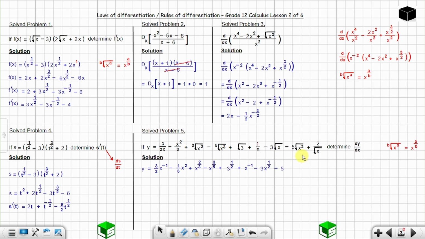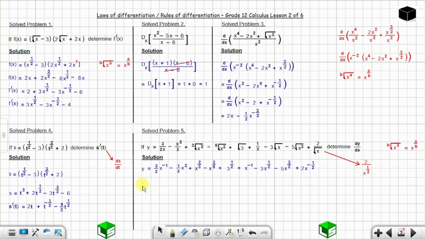Minus 5x to the power of 3 over 2. I hope you understand where the 2 is coming from. B, right? You have an invisible 2 there because this is a square root sign. So you have 5 times square root of x cubed, so it will be 5x to the power of 3 over 2. Plus, now you can see this 2 over x to the power of 1 over 2, right? When you get rid of this, it will be 2 times, you take this to the top, 2 times x to the power of negative 1 over 2.